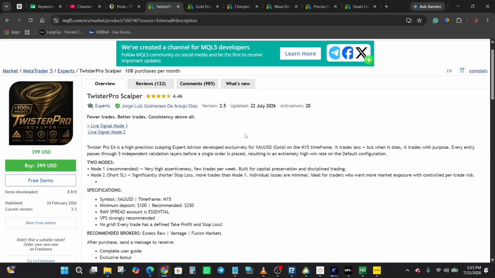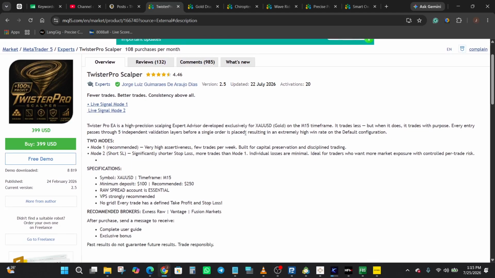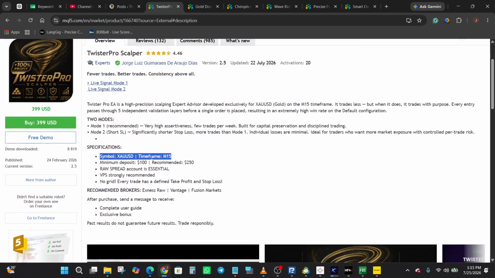According to the description, this is a high precision scalping EA developed exclusively for XAUUSD on the M15 timeframe. Every entry is said to pass through 5 independent validation layers before an order is placed, which the developer says results in a very high win rate on the default configuration.